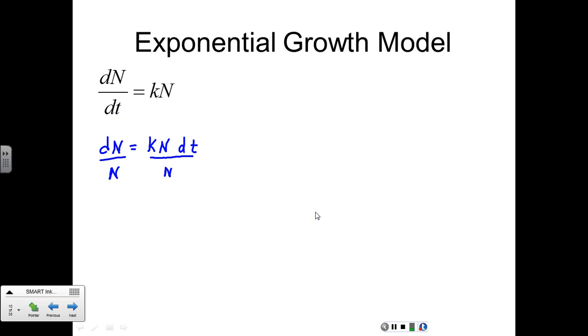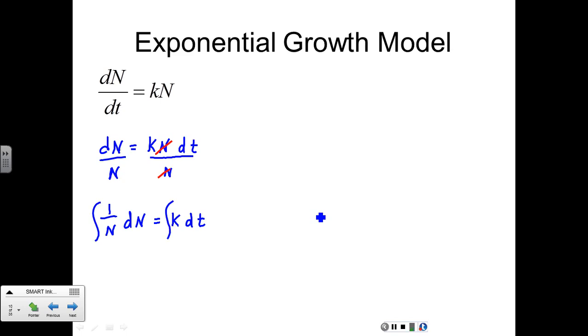So if I divide that N out of both sides, I get 1 over N dN equal to k dt. So am I ready to integrate? Y'all are confused because you don't see numbers, but it's still the same process. We're going to integrate both sides.